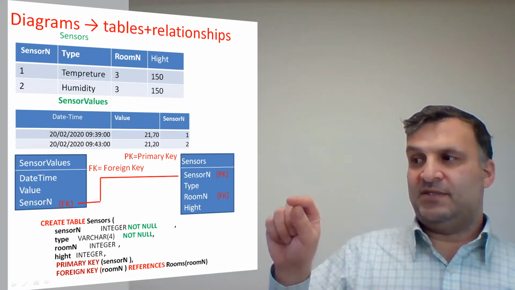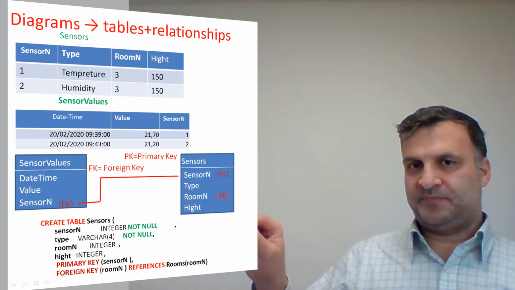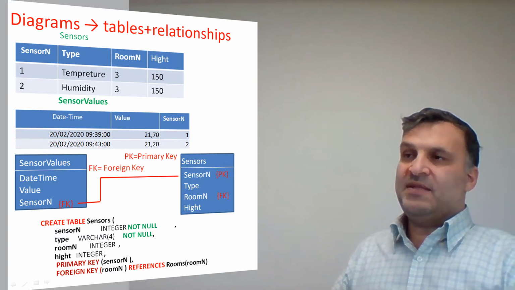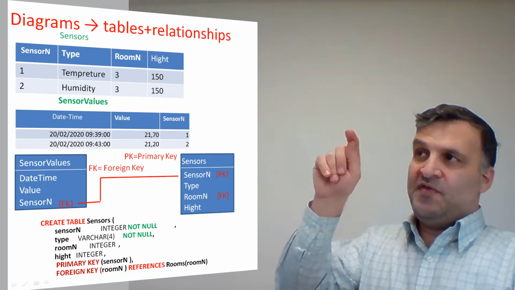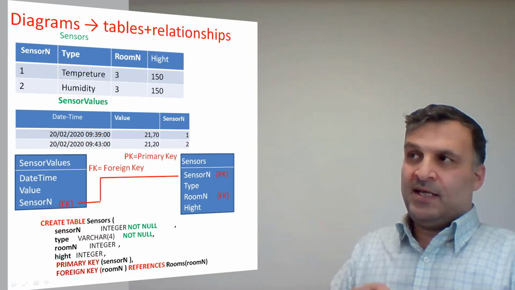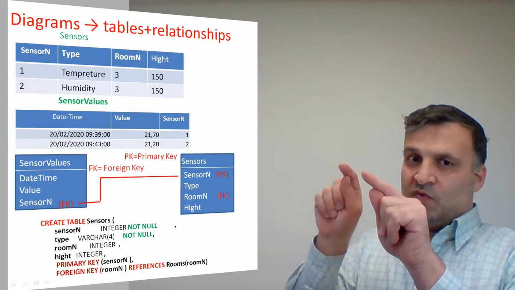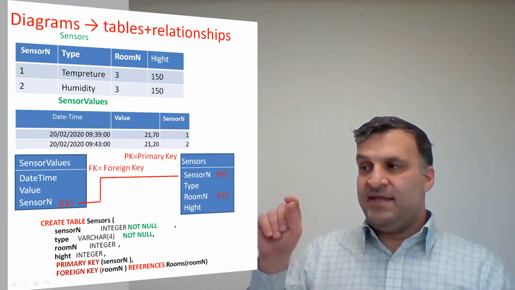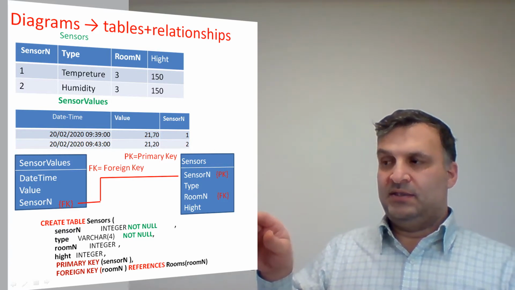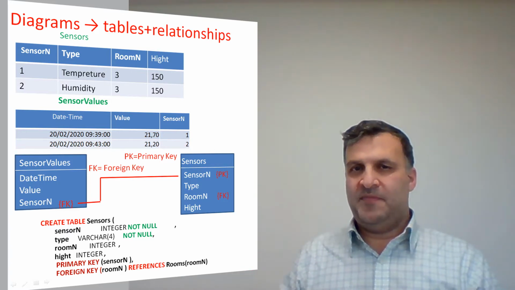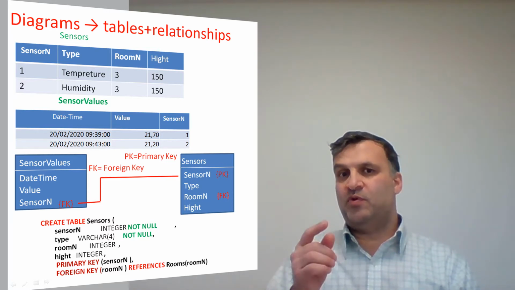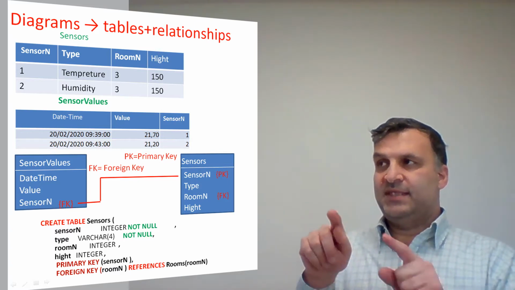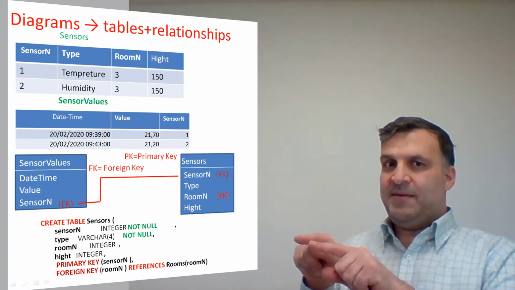We precise that sensor number is not null. Also, type, it is not null. That means in all the lines of the table sensors, these two fields should be filled. Why these two attributes are not null and the others may be null? Think a little bit. You can stop the video in order to understand why we accept that sometimes these two columns may be empty.